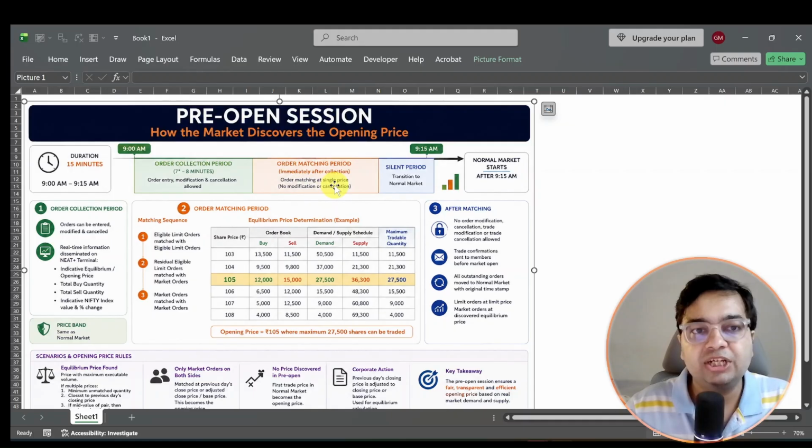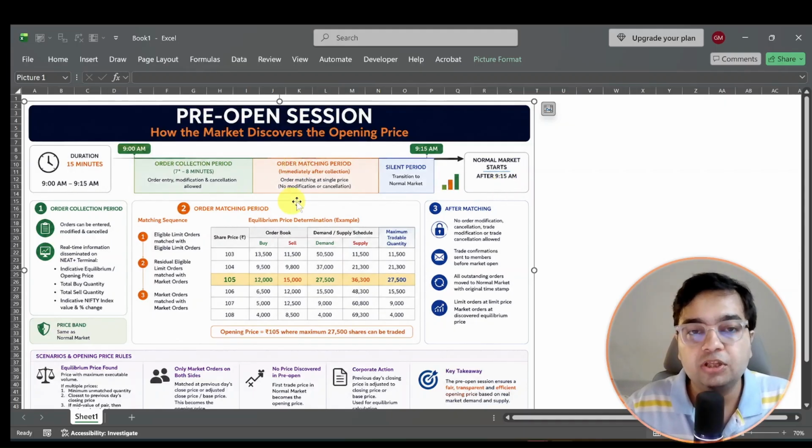Now, this order matching starts after the closure of the 7th or 8th minute, somewhere around 9:07 to 9:08, and it stays up to 9:12. Subsequently, a 3-minute breather or silent period, sometimes also called the cooling period, is used, where nothing happens and the market freezes. The moment these 3 minutes pass and 9:15 is crossed, the normal market starts, and that's where regular trading begins.